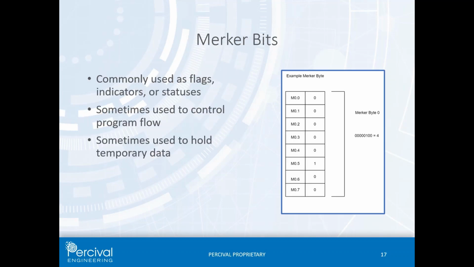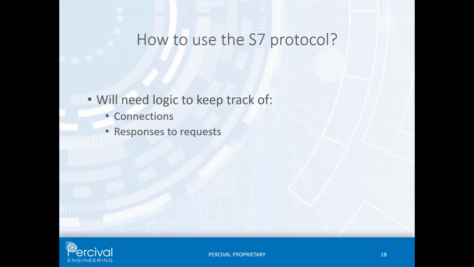Marker bits are a little bit different than the previous 3 memory types I've described. They're commonly used as flags, indicators, or statuses, and are often referenced 1 bit at a time as opposed to as bytes. Sometimes marker bits are used to control program flow, and sometimes they're also used to hold temporary data. As a piece of trivia, the term marker is actually German for the word marker.